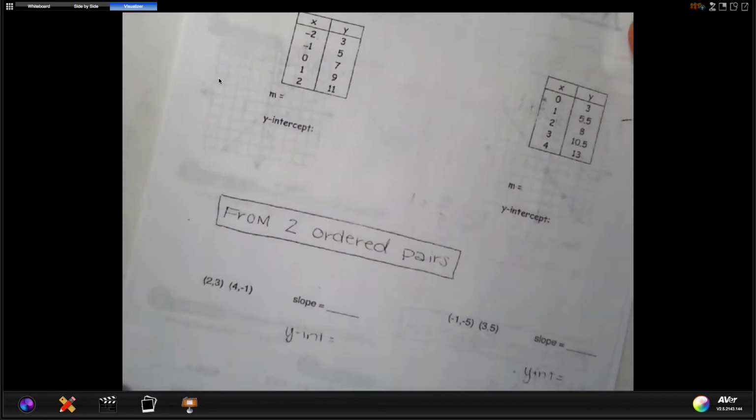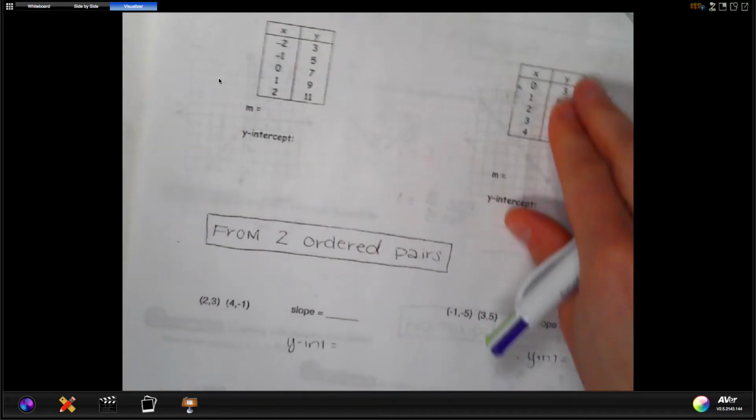All right, moving on to the back side of the page, we have two other things we need to be able to find slope and y-intercept from. The next one is finding slope and y-intercept from a table.